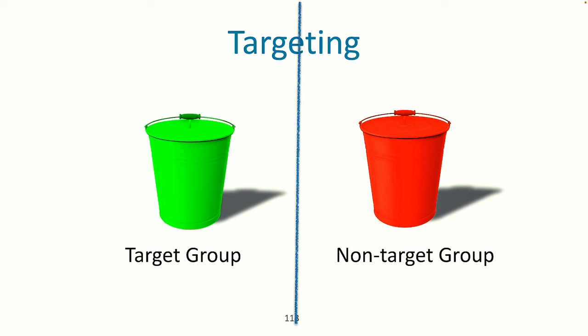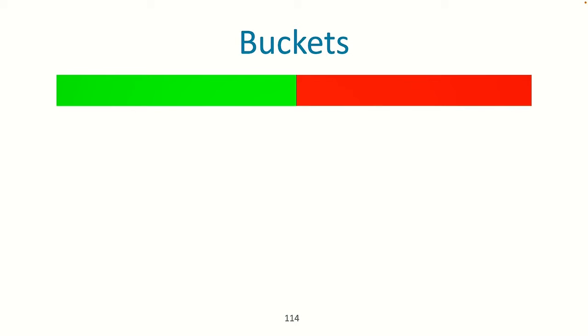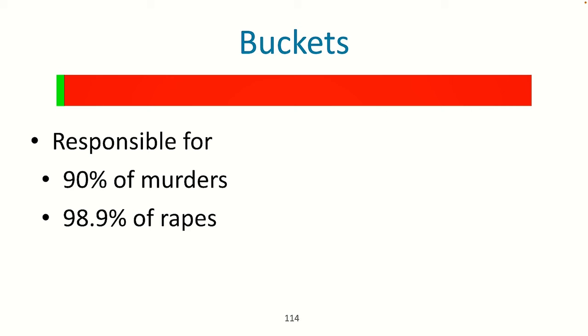So let's do a thought experiment. So I have two buckets. The green bucket is the target bucket, the red bucket is everybody else. I'm not sure yet how big these are relative to each other, but we'd say for the time being that they're quite small. Now imagine the people in the green bucket are responsible for 90% of murders in the world and 99% of rapes. Now imagine we could identify this group of people. We would probably want to do something about them.